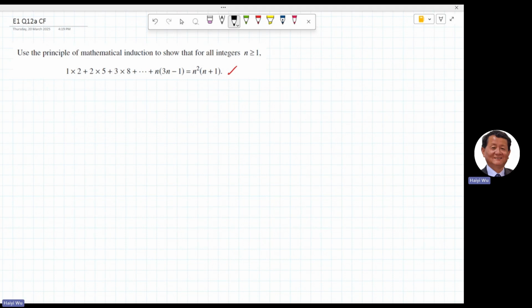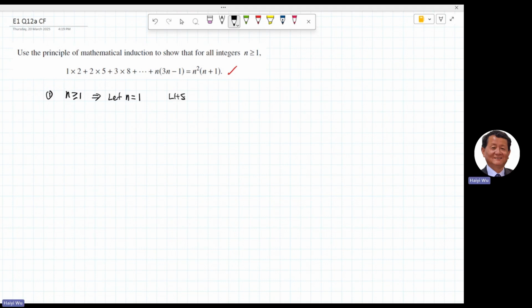So let's use mathematical induction. So what is mathematical induction? We go through 3 steps. The first step is the initial value for n. You can see n is greater than or equal to 1. So we use the initial n. We let n equal to 1.